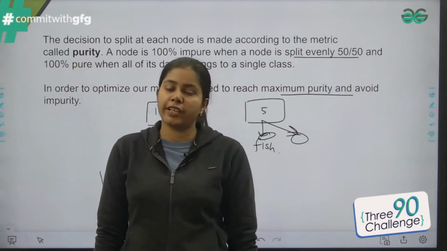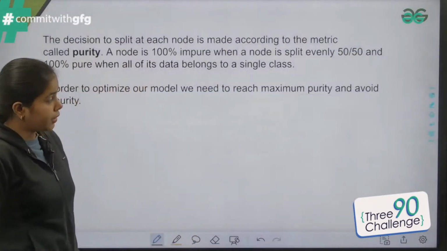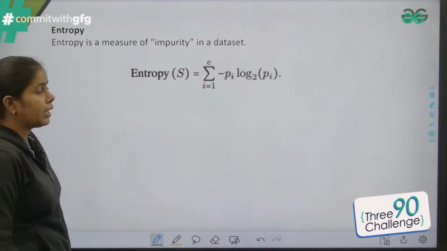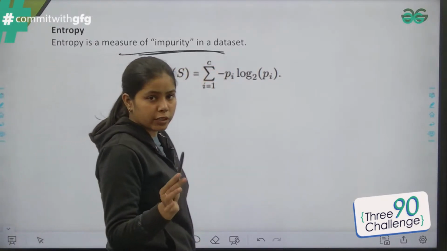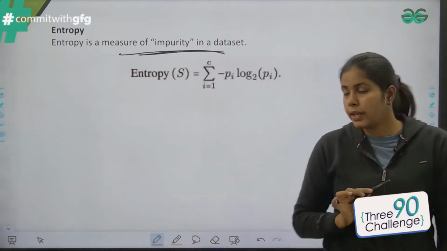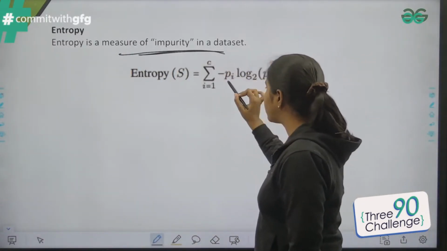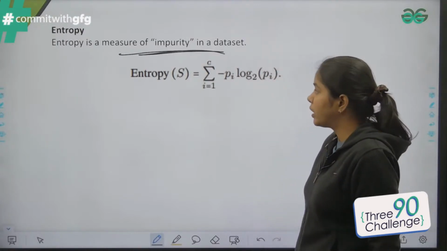Right? Let me know if there is any confusion. So we have one term which we call entropy. Entropy is a measure of impurity in a data set. It finds out how much impurity we have in a data set for that particular split. So entropy of S is the formula summation, i varying from 1 to C, of minus pi log 2 of pi. This would give me entropy.